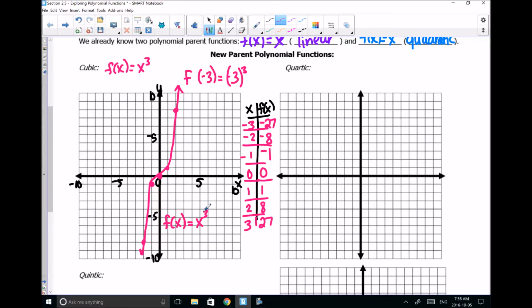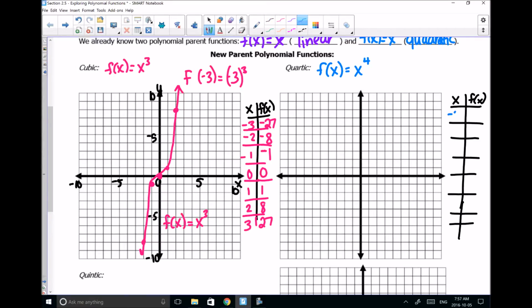Okay? So now let's go ahead and talk about our quartic function. So for our quartic function, it's not going to be x to the power of 3, it's going to be x to the power of 4. So let's go ahead and do that. Let's put this together. So I've got x here, I've got f of x here. We're still going to go from -3 to +3.